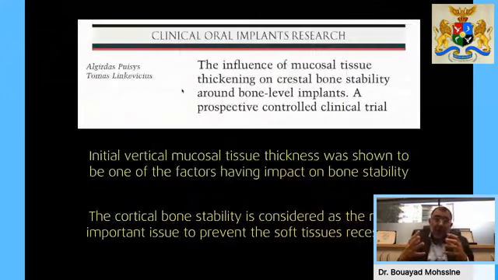Many lectures and publications were done about the influence of mucosal tissue thickening on crestal bone stability around bone level implants. The initial vertical mucosal tissue thickness was shown to be one of the factors having impact on bone stability. The cortical bone stability is considered the most important issue to prevent soft tissue recession.